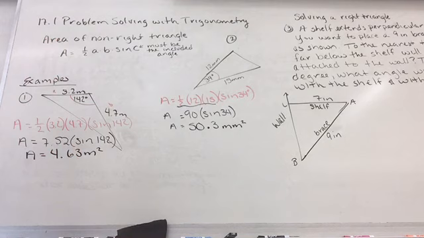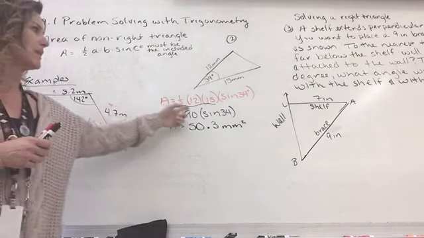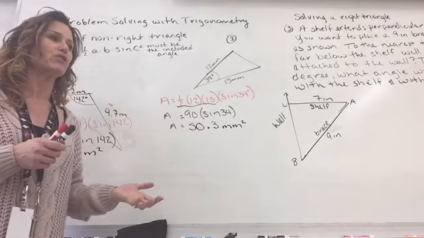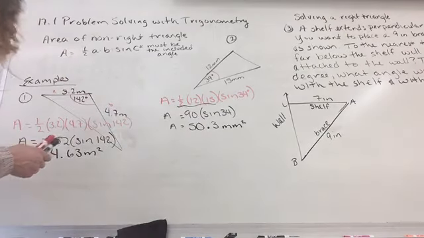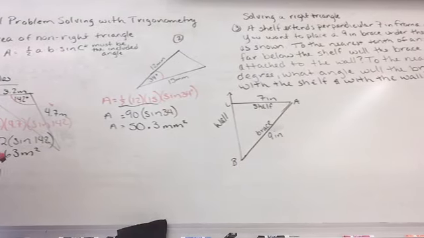So the area is pretty simple. It's very similar to the formula we're using, 1/2 base times height, but since we don't have a 90-degree triangle, we have to account for the angle that is there. So we're going to look at a word problem.